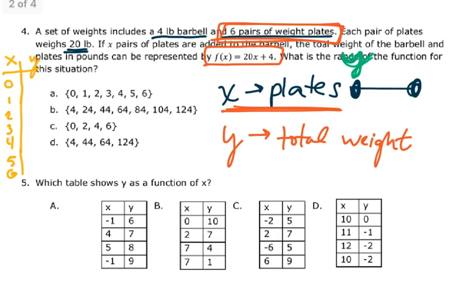Okay, which makes sense. You can have 0 plates on your barbell. So 0 plates, 1 plate, 2 plates, 3 plates, 4 plates, 5 plates, 6 plates. So I'm going to take this number and plug it in for X.